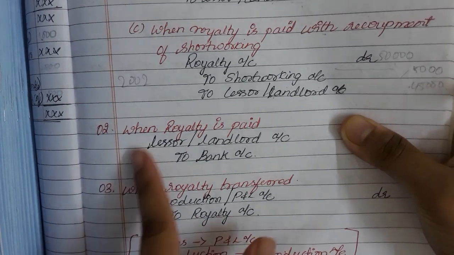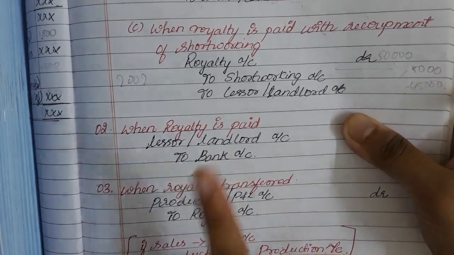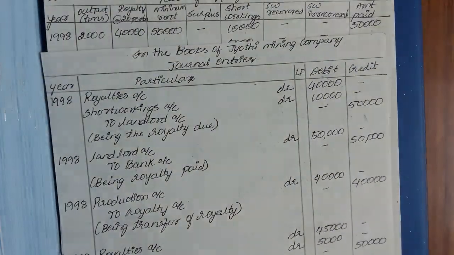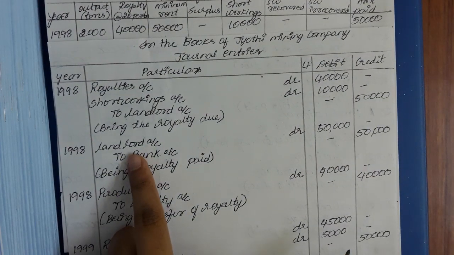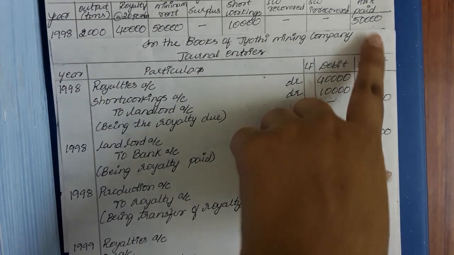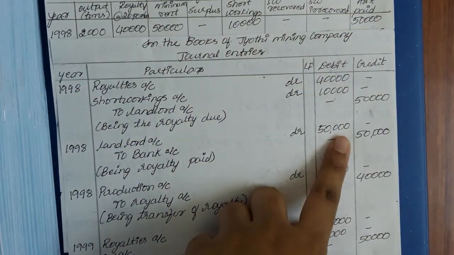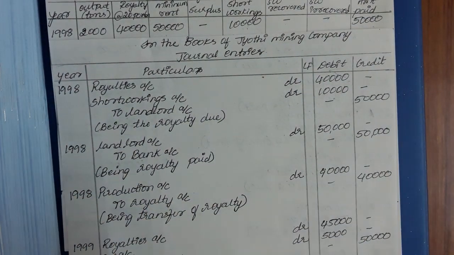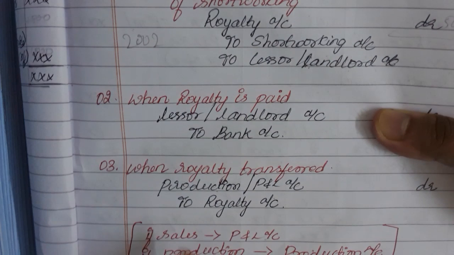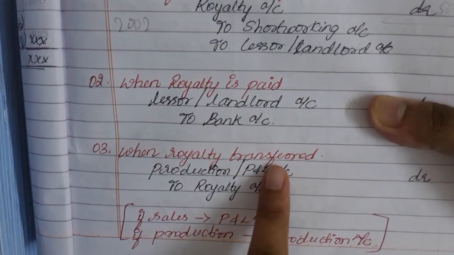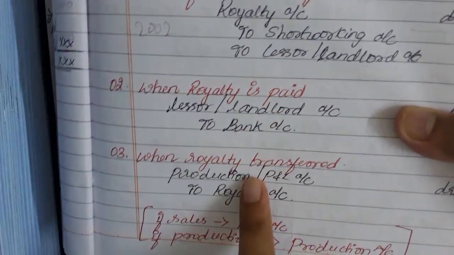Next entry, the second one, that is payment of royalty. Payment of royalty you need to do. What is it? Payment of royalty entry, landlord account debit to bank account. Whatever money you paid in the first year you will be recording here, and the next entry is there. So what is the third one here? That is when royalty is transferred. These two entries will be there compulsorily.